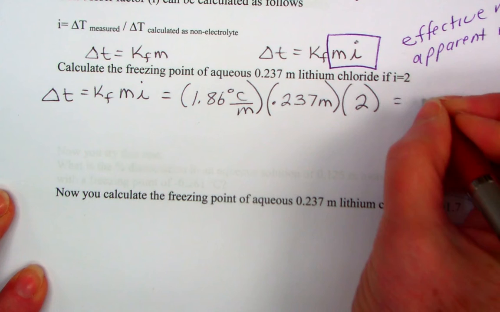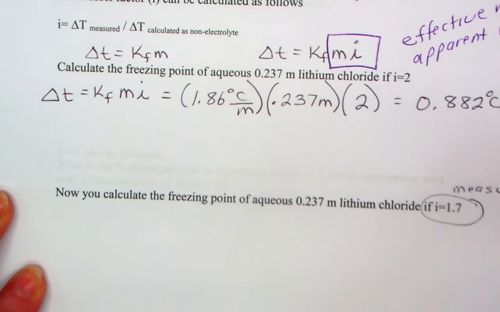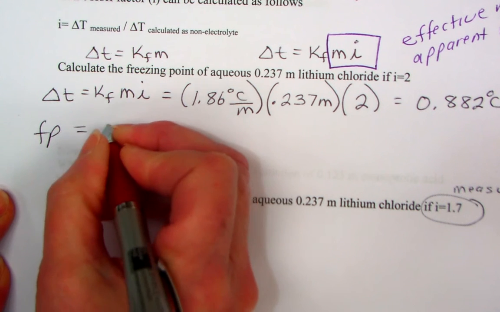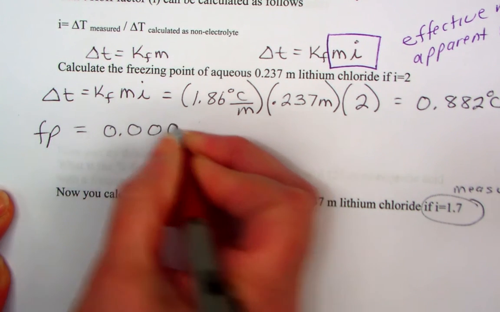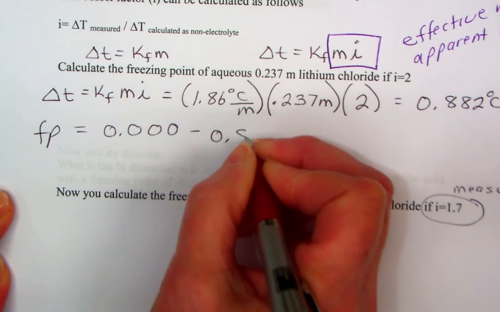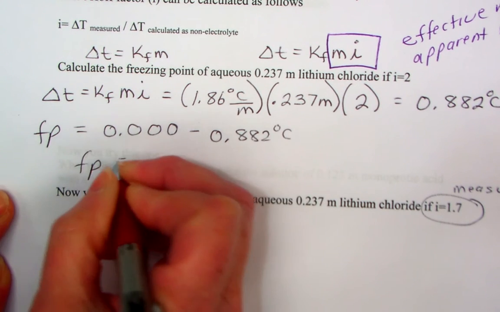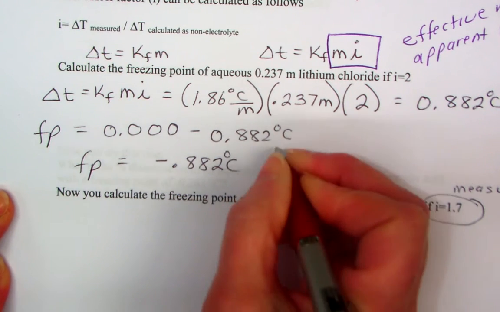And that is equal to 0.882 degrees Celsius, my delta T. So the freezing point is equal to the normal freezing point of water, 0 degrees minus 0.882 degrees Celsius. So the freezing point is negative 0.882 degrees Celsius.